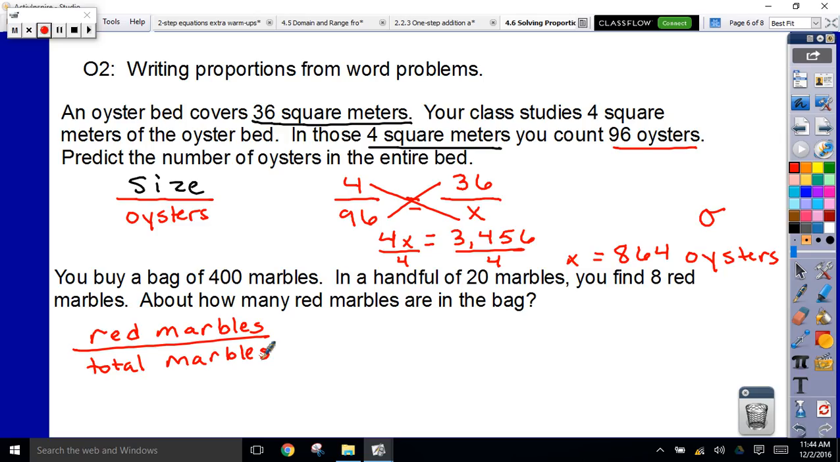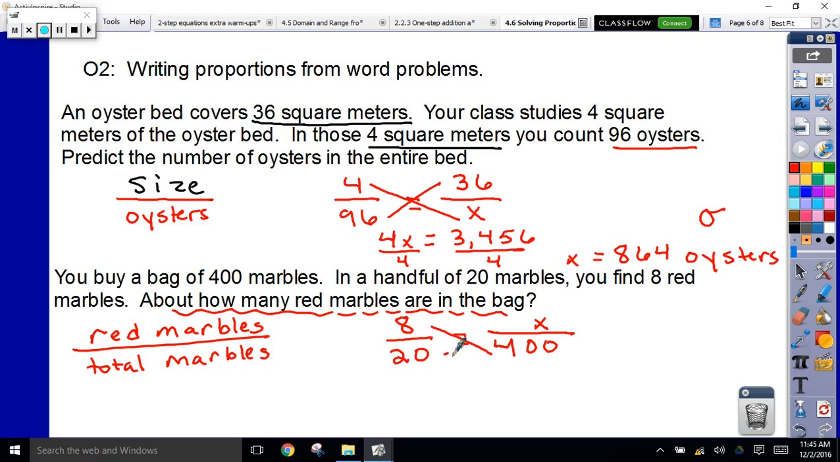So we want to take our 8 red marbles. There are 8 red marbles in a handful of 20. Where am I going to put the 400? Michael, what do you think? 400 over x. Does the 400 represent red marbles or total marbles? Total marbles. So we want to put the 400 on the bottom in this ratio. And the red marbles is what I don't know, because it asks how many red marbles are in the bag. So I want to put that as my x.